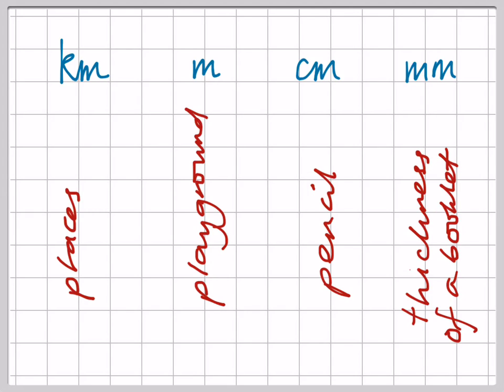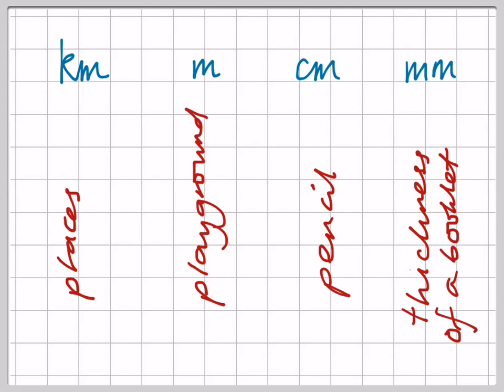Centimetres would be used for measuring the length of a pencil. A centimetre is roughly the distance across the top of one of your fingers. And a millimetre would be used for measuring something slightly thinner or smaller, for example, the thickness of a small booklet. A millimetre is roughly the diameter of a large full stop.